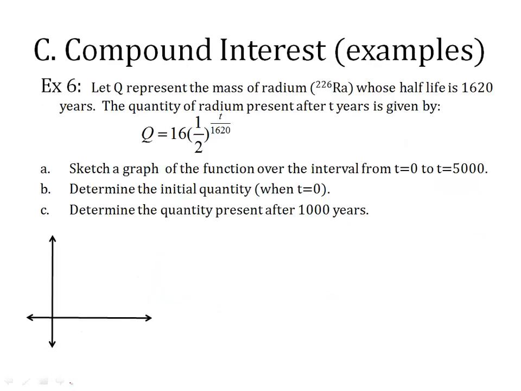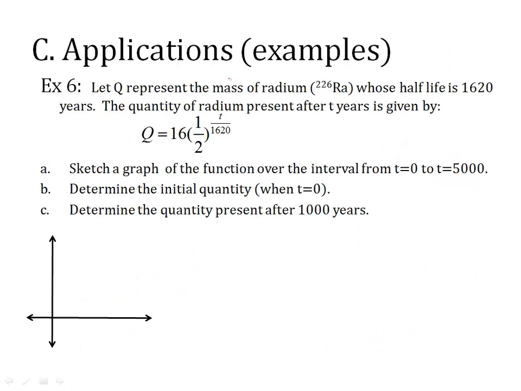All right, so another application of exponential is exponential growth or exponential decay, which is given in this example. It says let Q represent the mass of radium, whose half-life is 1,620 years. The quantity of radium present after t years is given by this equation. So you notice that t is in the exponent. That's why we're bringing this up. Okay, so multiple things we need to do here.